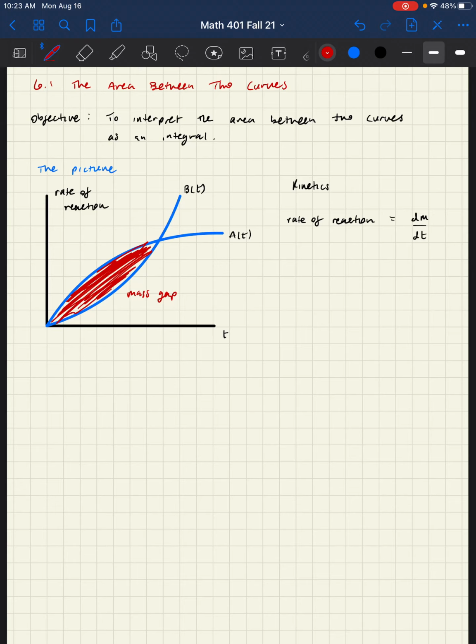Okay, so the question is, how do we find the mass gap when we're just given A of T and B of T? And that's the objective of formalizing what area between two curves looks like. So let's talk about it.